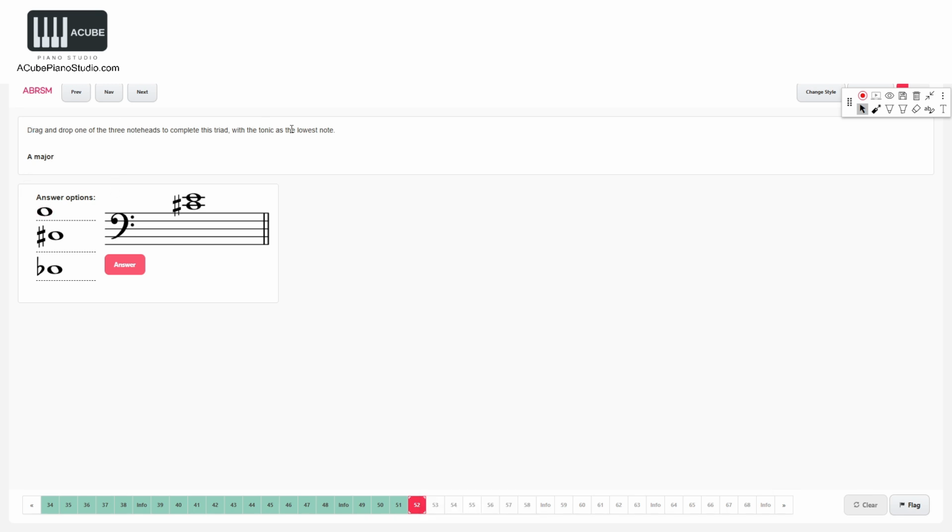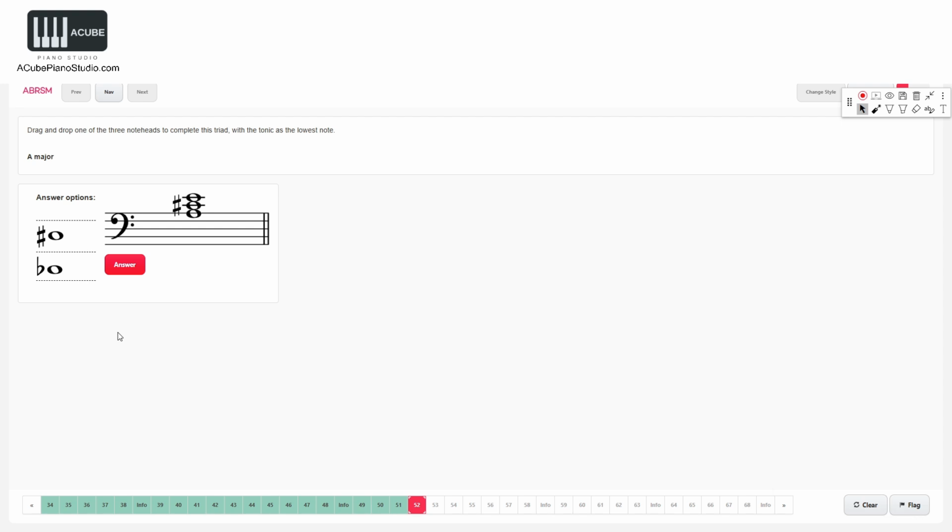Now I need to form A major. A major must start with A, right? This is C sharp, this is E. So I need to put A here. Definitely I'm short of A, so I just put in the A. And the tonic triad of A major is A, C sharp, and E.